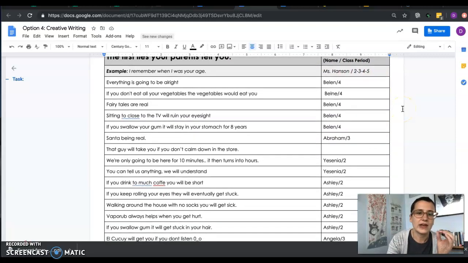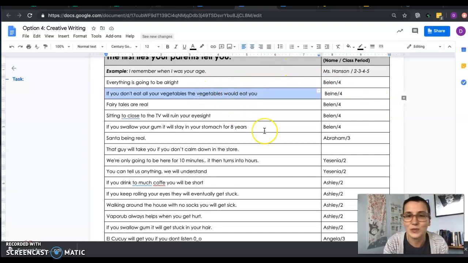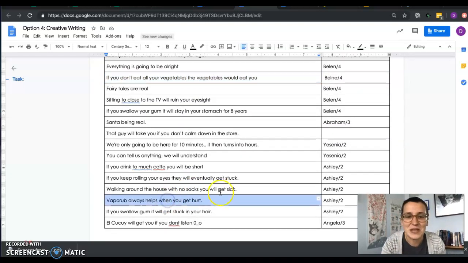One thing that I noticed in this writing is I was really compelled when it was very specific. For example, I look at this one. If you don't eat your vegetables, the vegetables eat you, right? It's specific. You get a picture of that. I love this one. VapoRub always helps when you get hurt, right? Or El Kukui will get you if you don't listen. I don't think I said that right? But I like the specificity there.